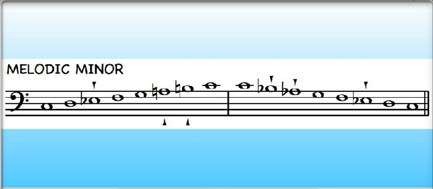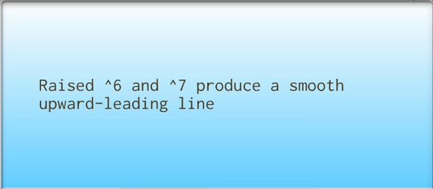The 6th and 7th scale degrees that are the same as the major scale give a sense of pulling up toward tonic, while the 7th and 6th scale degrees that we find in the natural minor scale, that are a half step lower, they're chromatically lower, help to pull downward for descending lines that are as smooth as possible.